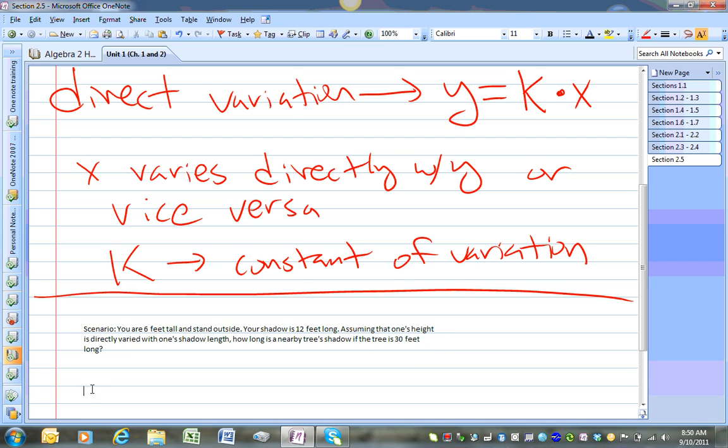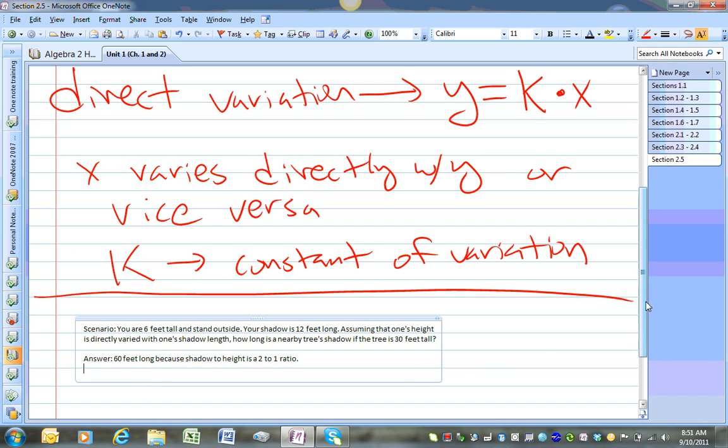So again, you're 6 feet tall, shadow's 12 feet long, nearby tree 30 feet tall. How long is this shadow? And actually, it's 30 feet tall. Let me reword that. If you said 60, you're right. So the answer, 60 feet long. Because shadow to height is a 2-to-1 ratio.